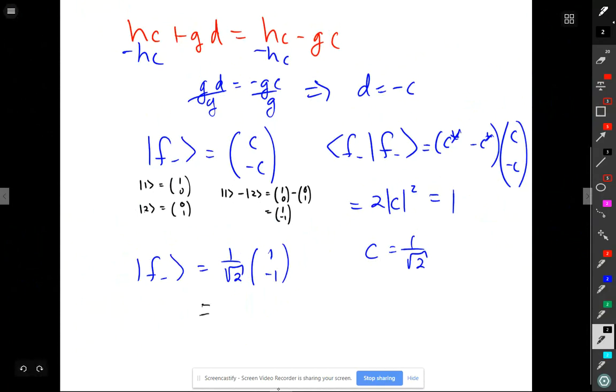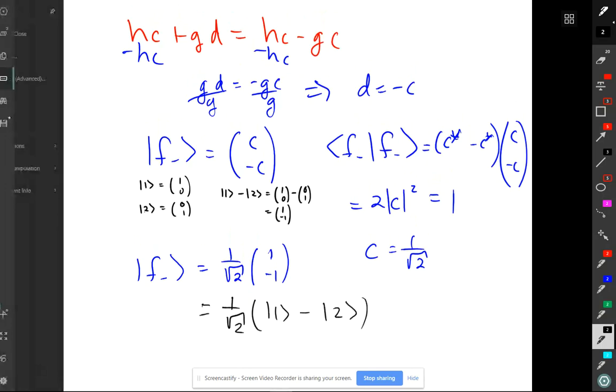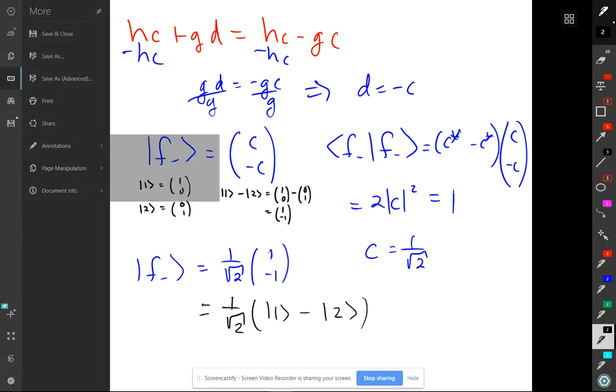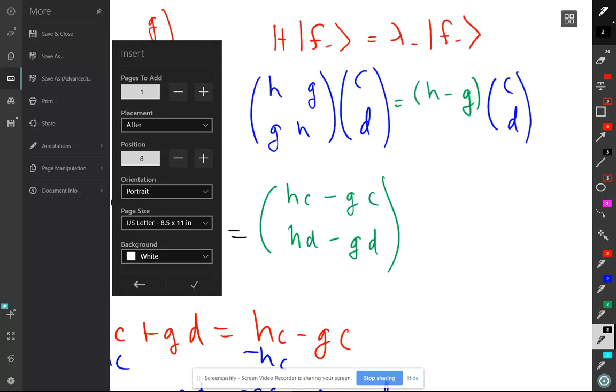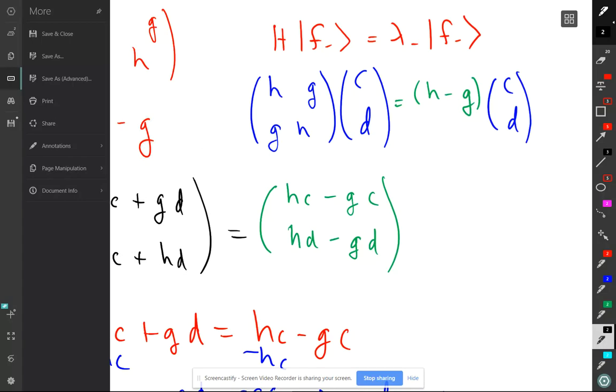So this could also be written as 1 over root 2 times ket 1 minus ket 2. Now, there's the last thing that remains to be tested. And I'm going to have to put in yet another page. And that is, are these two eigenstates orthogonal to each other? Should they be? Yes, they should. Our eigenstates need to be orthonormal.